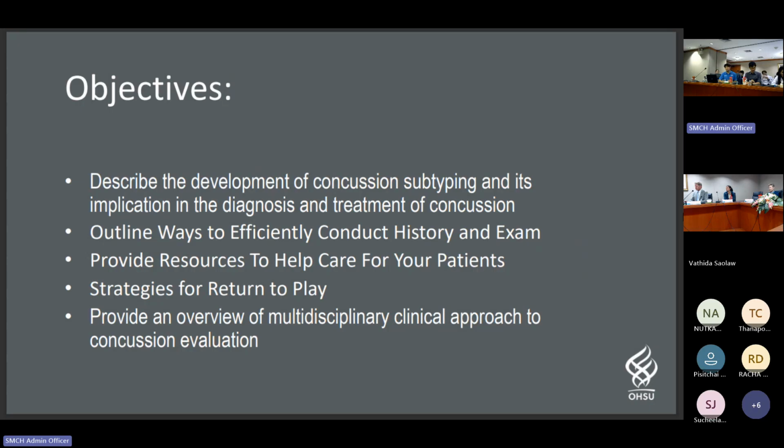There'll be handouts that we can eventually send to you, and you can copy and use them. Then we have some strategies for return to play, or I'll show you some guidelines. And then we'll provide an overview of how the multidisciplinary team works together.